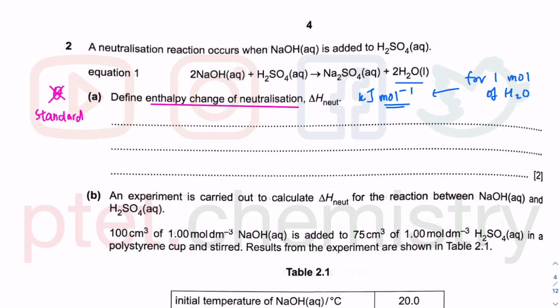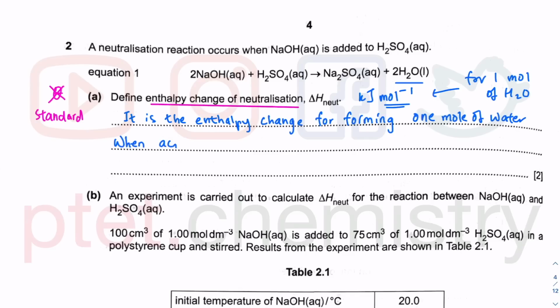So here we have the enthalpy change. Enthalpy change for forming 1 mole of water. And how do you get the 1 mole of water? You will get the 1 mole of water when acid and bases react. And I want to say standard conditions, but I don't get the standard in the definition. So I do get 1 mole of water. I do get the idea about acid and base react.